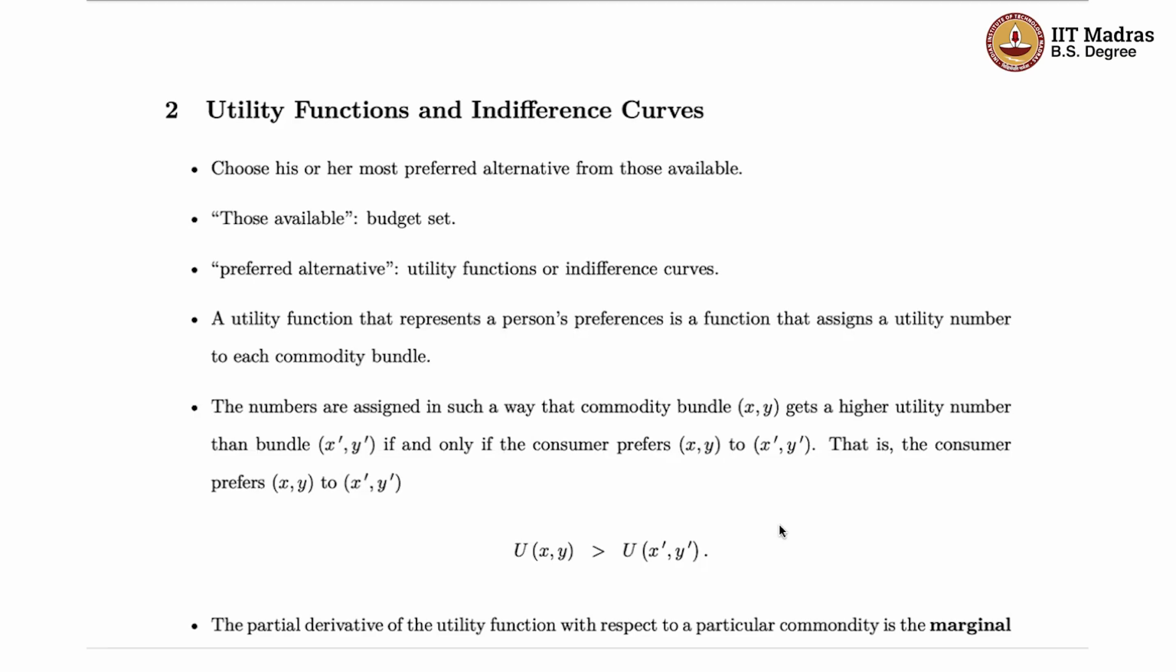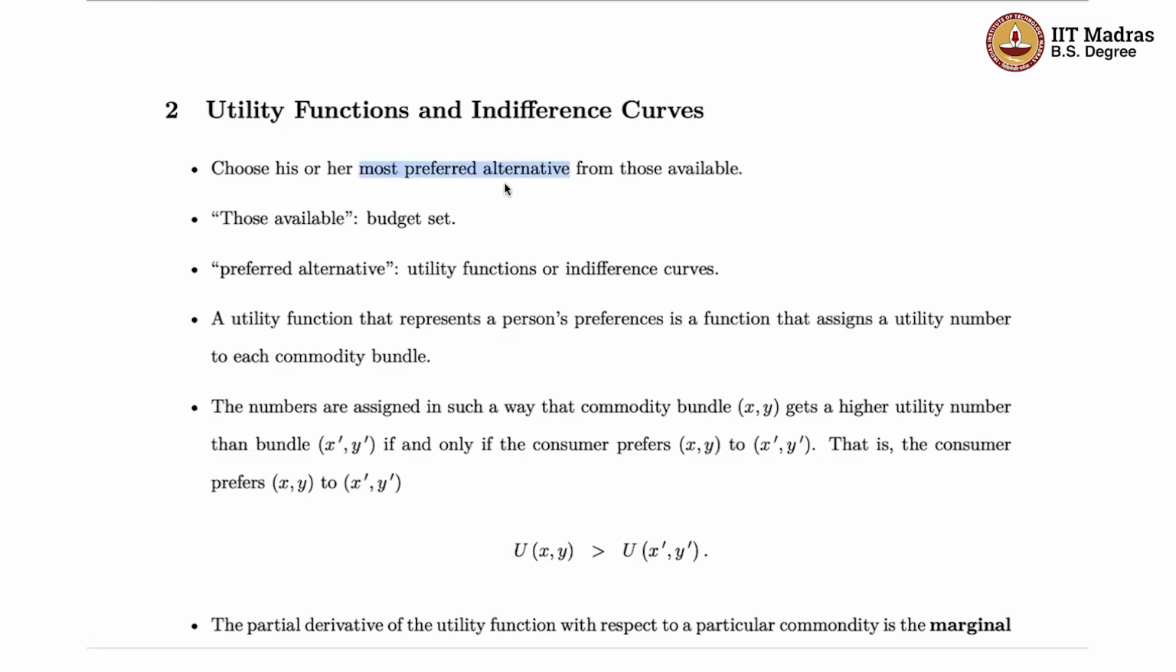So when we say "from those available," this is exactly what we mean by budget set. Now, what we have to do is focus on the other parts, which is about "choose." What does it mean when we say most preferred alternative? Before we get to the choice part, let's think about what we mean by most preferred alternative and how we actually represent these things.